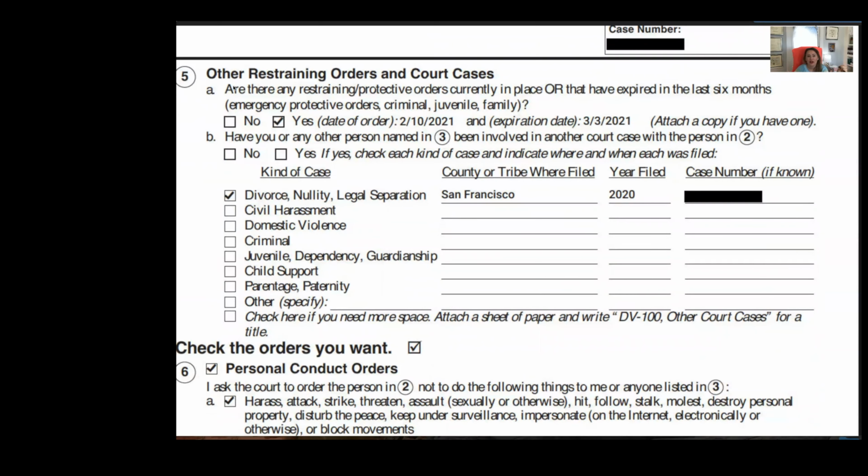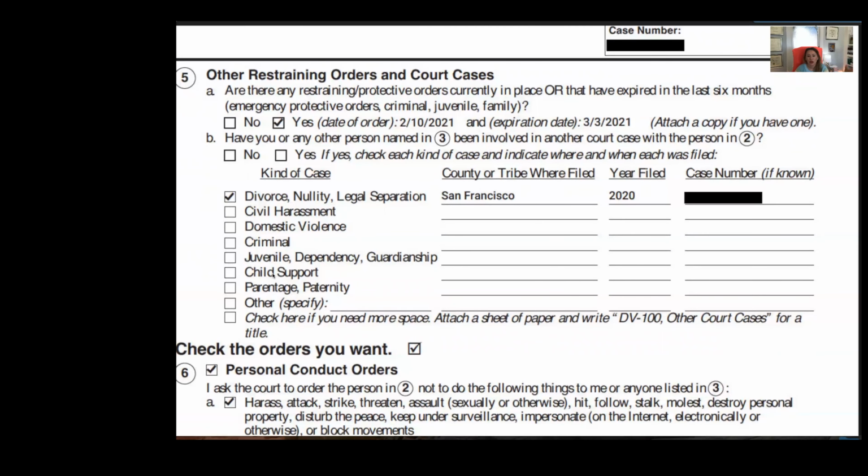In number 5, other restraining orders and court cases. So for example, if you had a case about divorce, then you fill out when that happened, case number, divorce, nullity, and then you type in all the information required in 5B, if there was a child support case or parentage case. That way the court can look up the history. Perhaps there is important information that the court can include before making a decision.